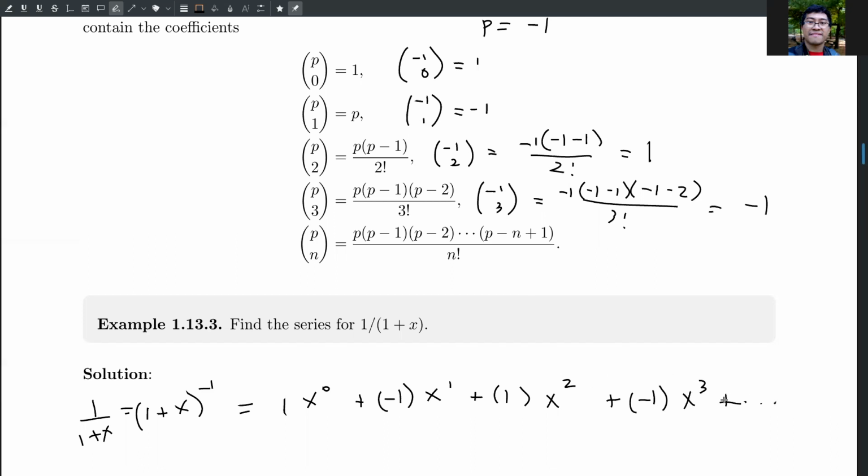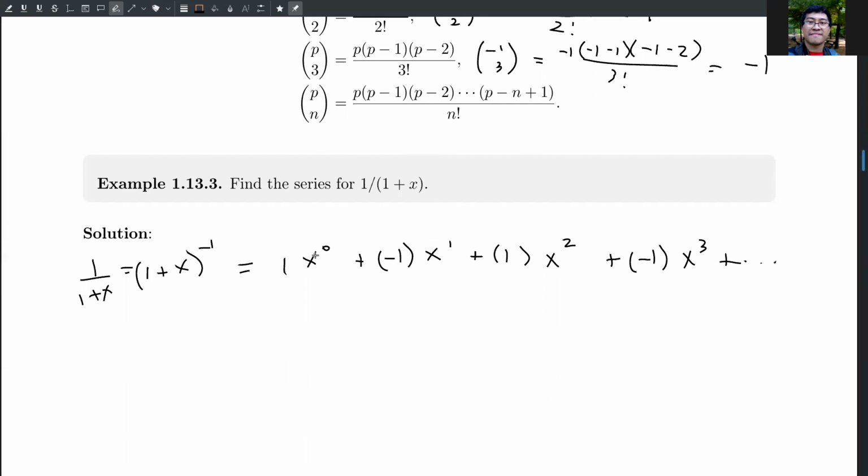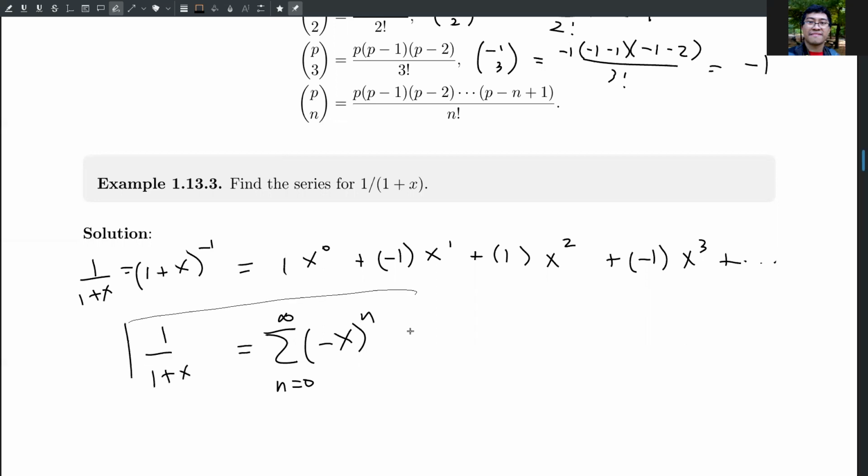And there's actually a pattern here. If it's an even power, you have positive 1. If it's odd, you have negative 1. So we can write it as the sum of all minus x to the power of n, for n from 0 to infinity. So that's our 1 over 1 plus x.